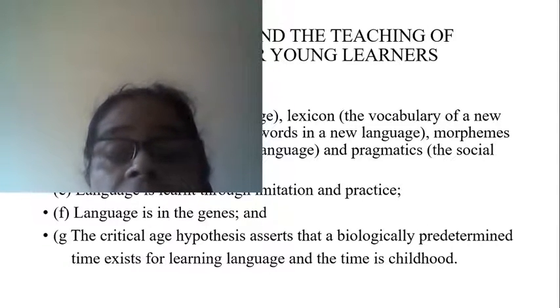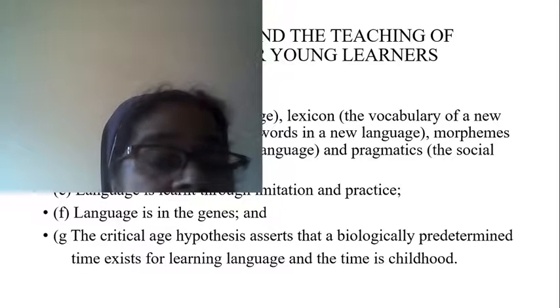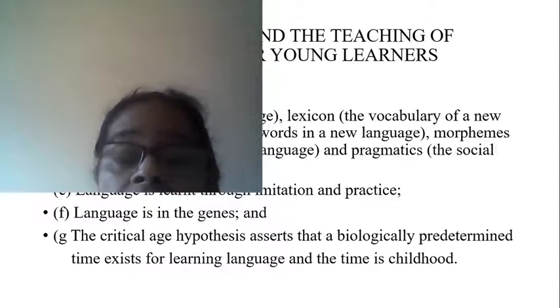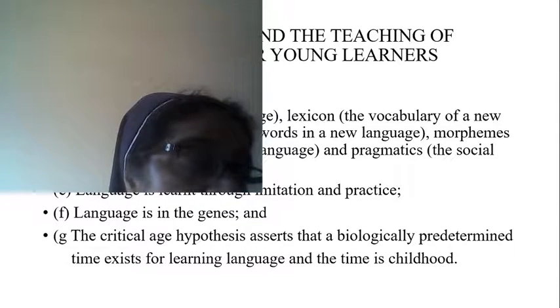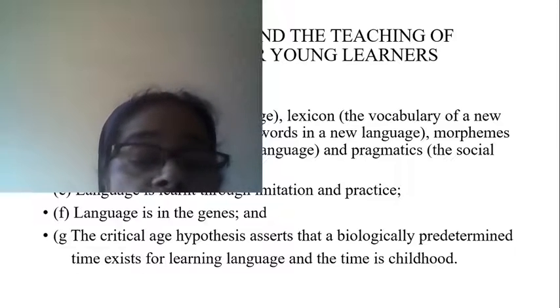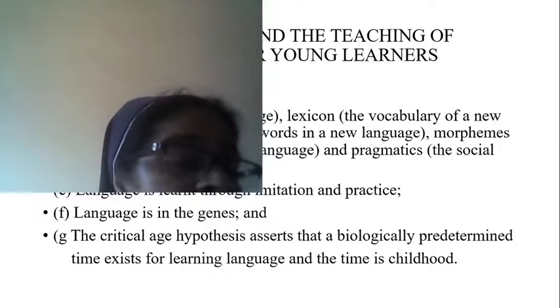So, phonemes. Lexicon is the vocabulary of a new language. Syntax is the word order. Then morphemes are the word formations of a new language. In the morpheme, you will have different kinds of morpheme. And pragmatics, that is social meaning, how we express the social meaning.